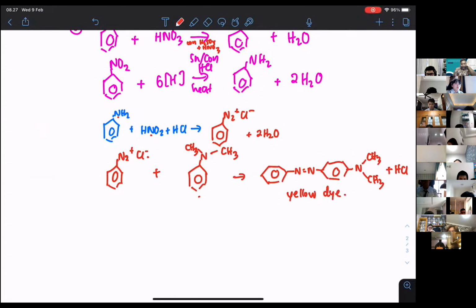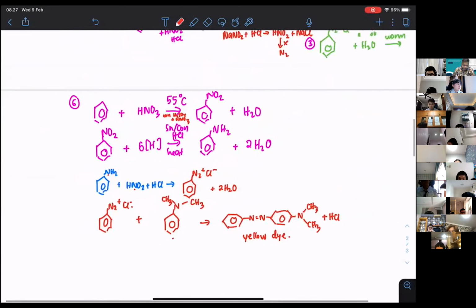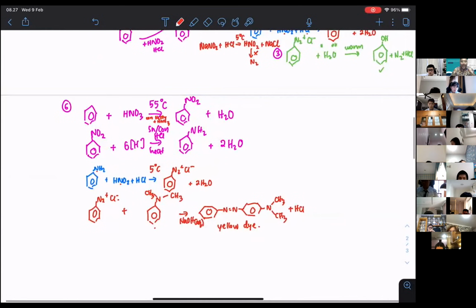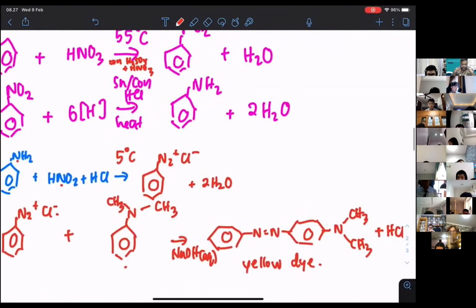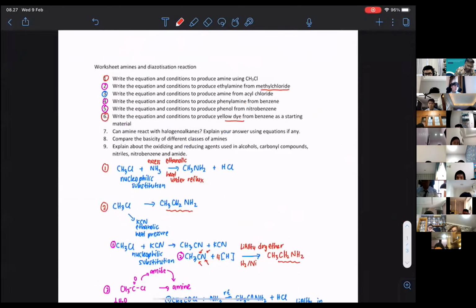So this reaction, the conditions, please remember, must be less than 10 degrees Celsius, so 5 degrees Celsius. And then for this one, please check whether you need sodium hydroxide. I think you need sodium hydroxide first, please check, but anyway, these are the reactions to give you the yellow dye, so this one is done.